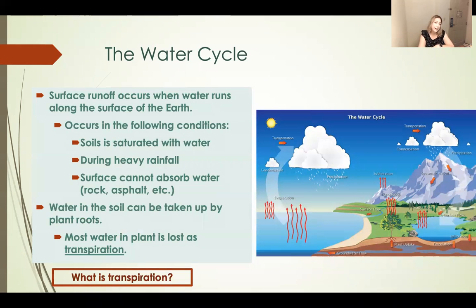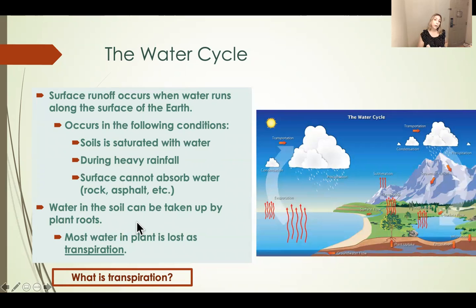Finally, if the surface cannot absorb water, like in urban areas with asphalt. Also, what's interesting about the desert where we live here is our soil has a lot of clay in it in a lot of areas, and that does not absorb water very quickly. So it tends to stay on the surface as well.